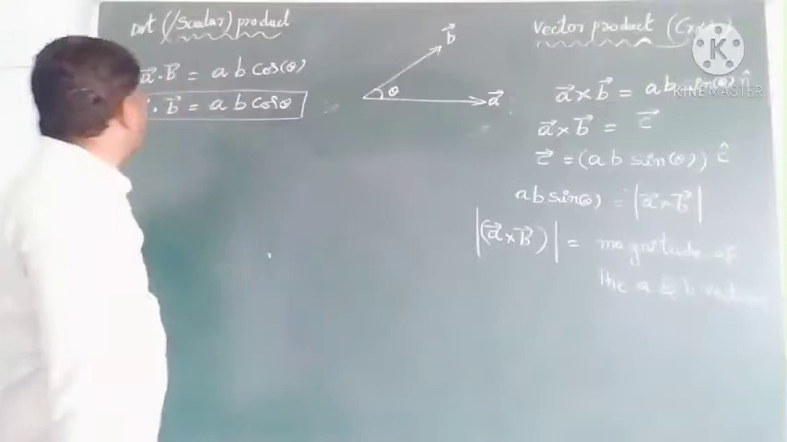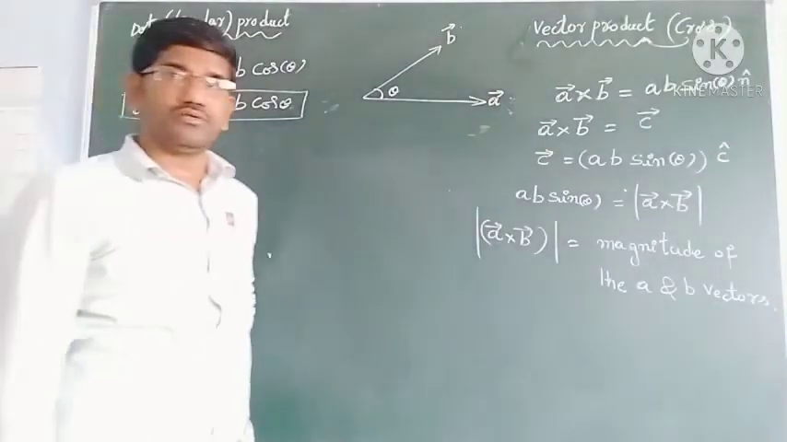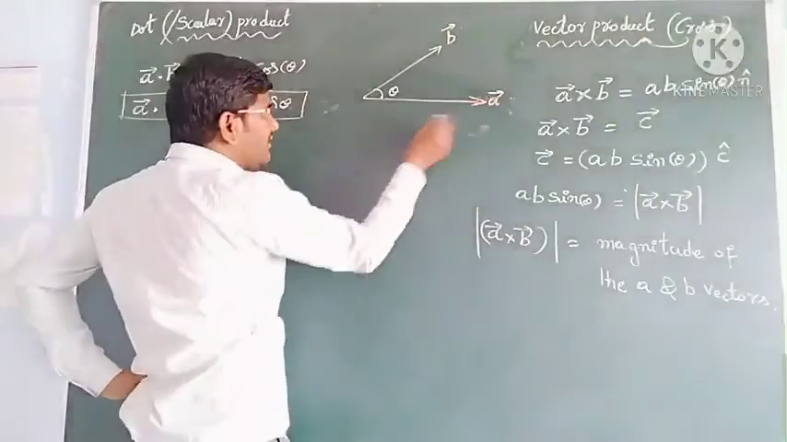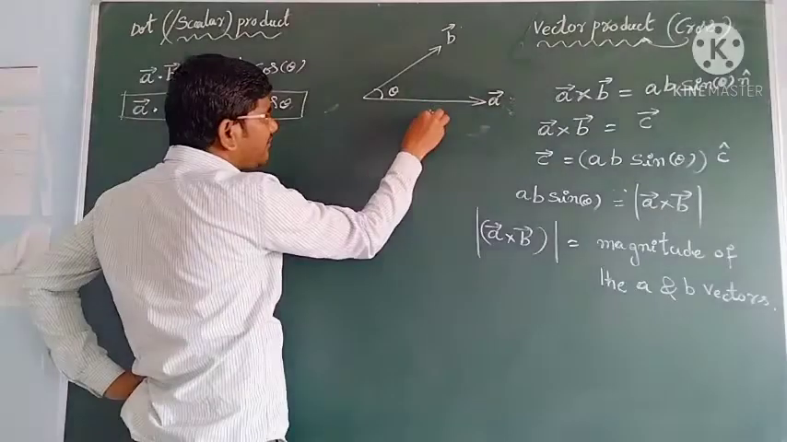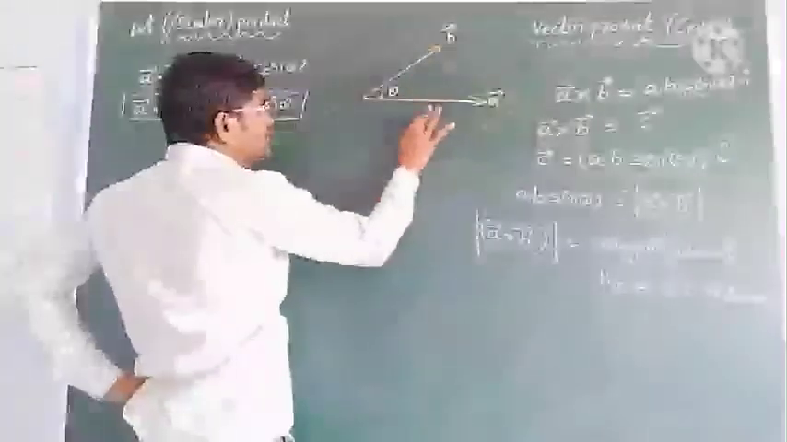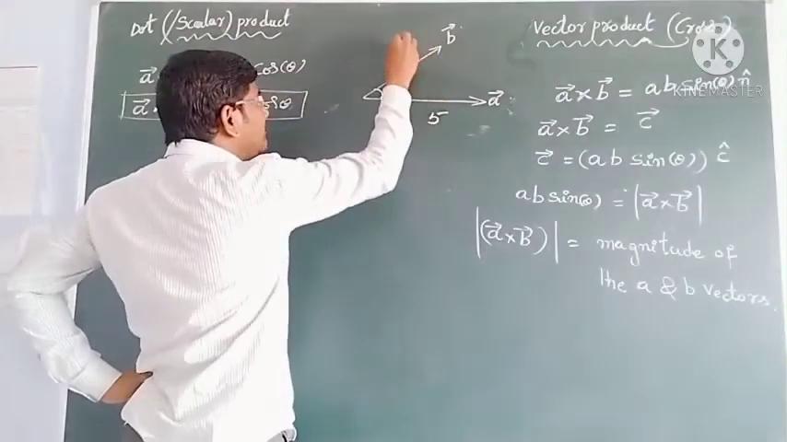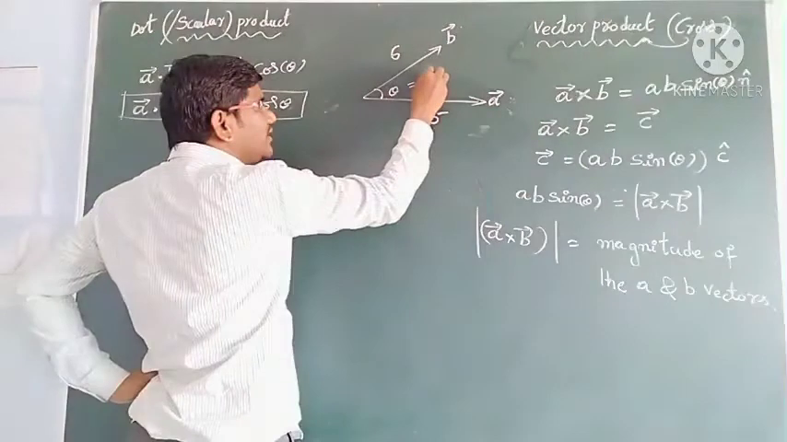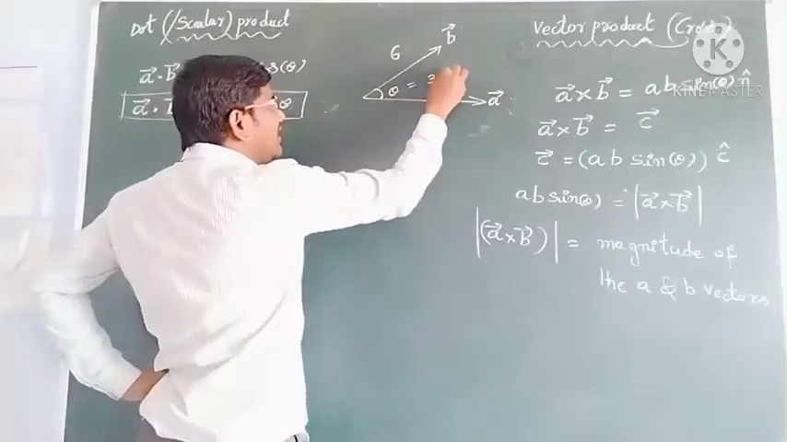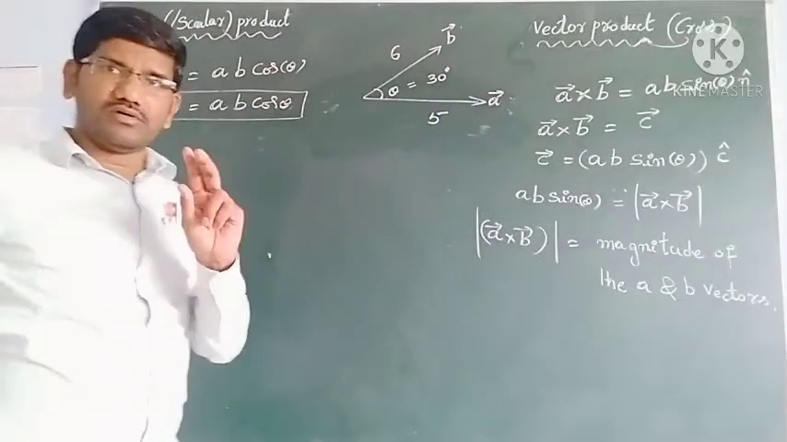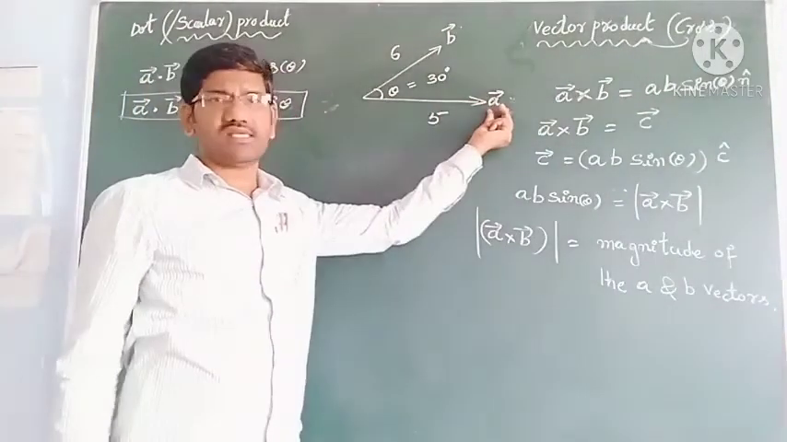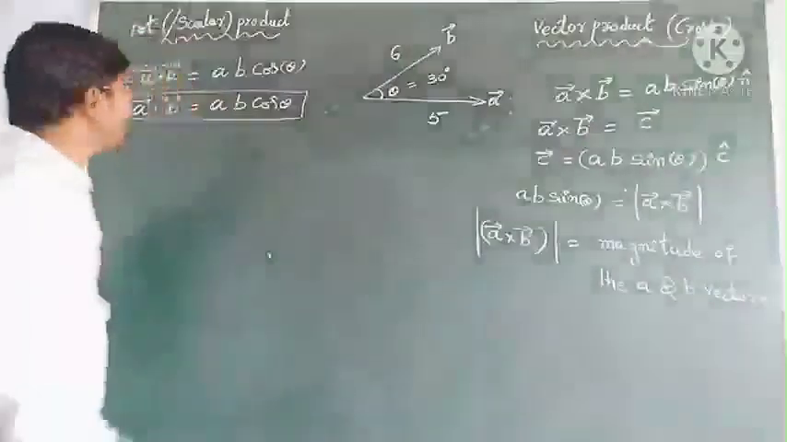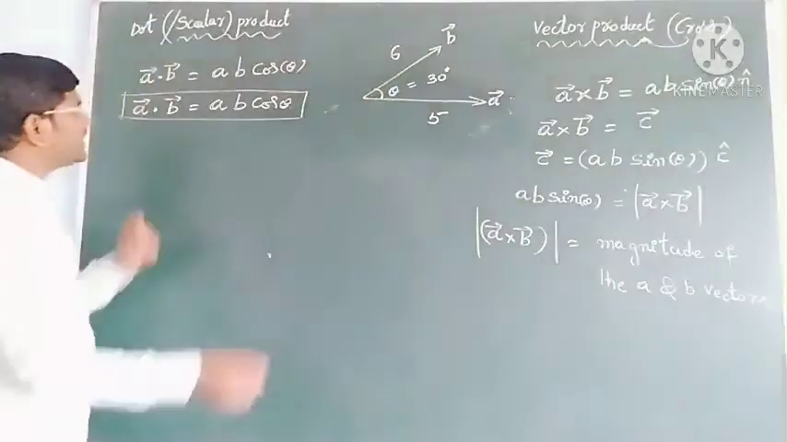Okay students, now A bar dot B bar is equal to, so we have taken like this. For example, A bar is a vector I have given to you, and its magnitude is some 5 units. The magnitude of B is some 6 units, and the angle between them I have given as 30 degrees. So the magnitude of each vector is given, and the angle is also given. Then write AB cos theta.